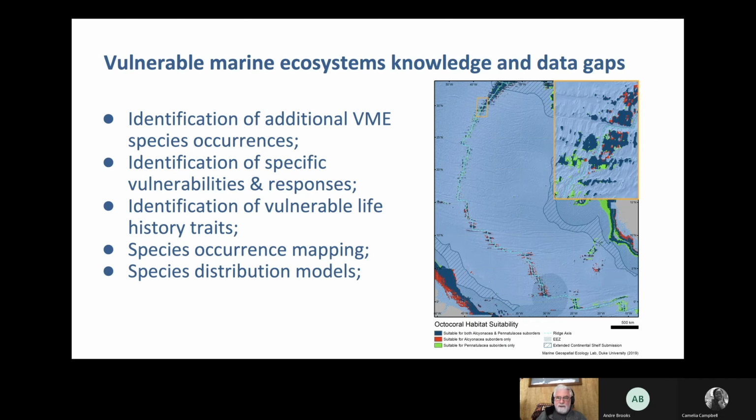So some of the things within that category are the identification of additional VME species and occurrences, identification of specific vulnerabilities and responses, identification of vulnerable life history traits, the larval transport, the pelagic larval dispersal, all those kinds of things that would be important for us to think about vulnerable species. And also, we could use significantly more information and data on species occurrence mapping, as well as species distribution models to help support this particular type of area-based management tool.